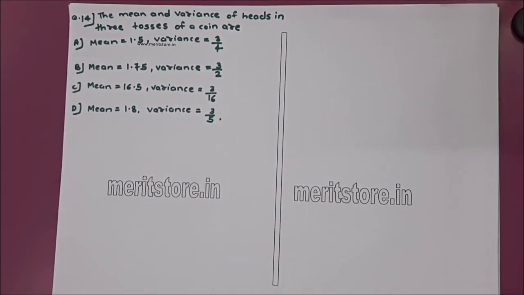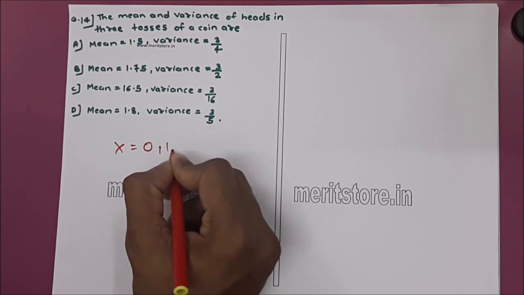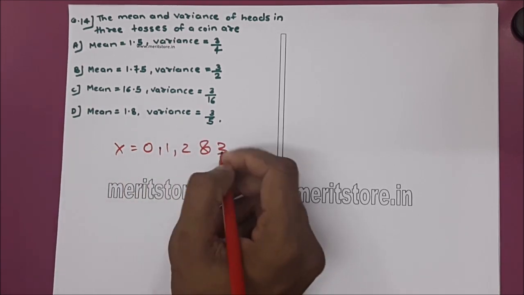Question 14. The mean and the variance of the number of heads in 3 tosses of a coin are: A mean is equal to 1.5, variance is equal to 3 by 4, B mean is equal to 1.75, variance is equal to 3 by 2, C mean is equal to 16.5, variance is equal to 3 by 16, D mean is equal to 1.8, variance is equal to 3 by 5. Let X denote the number of heads in 3 tosses of a coin, where X can take the values 0, 1, 2 and 3.